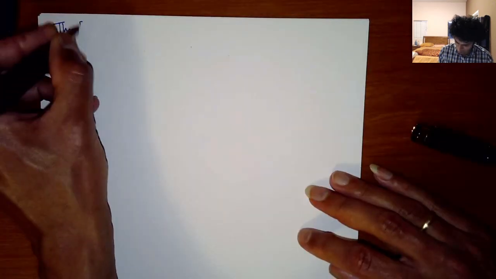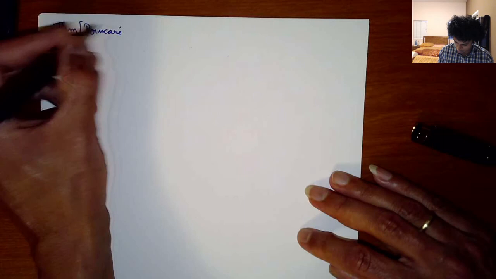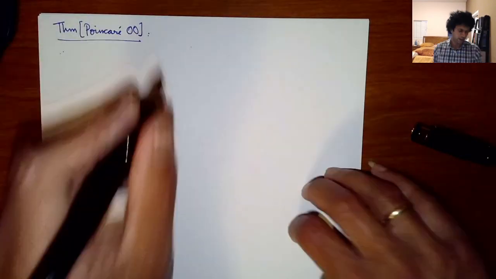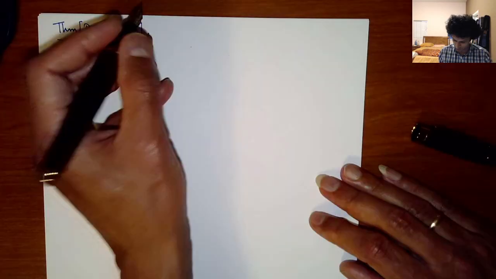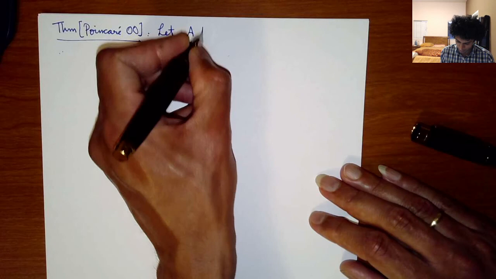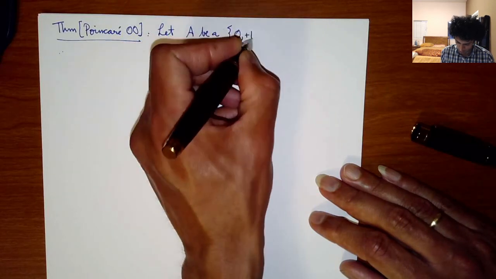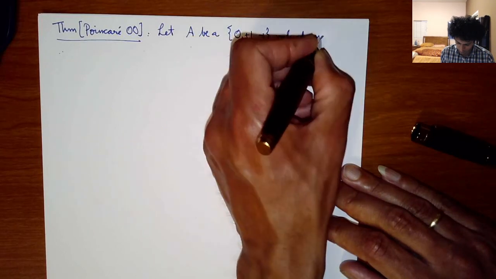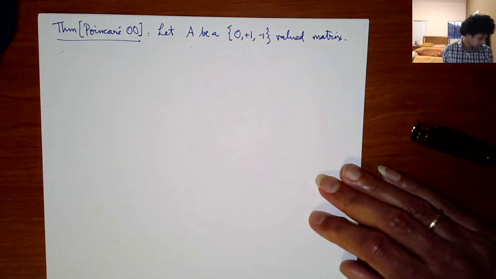And this is a very commonly used characterization. And this is a theorem of Poincaré, going back to 1900. And I'm going to leave this as an exercise. It's a fairly straightforward induction. So let A be a 0, 1, plus 1, minus 1 valued matrix.